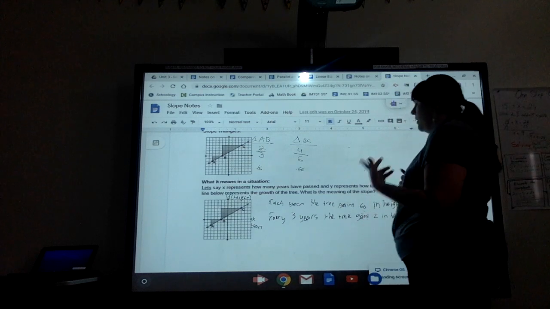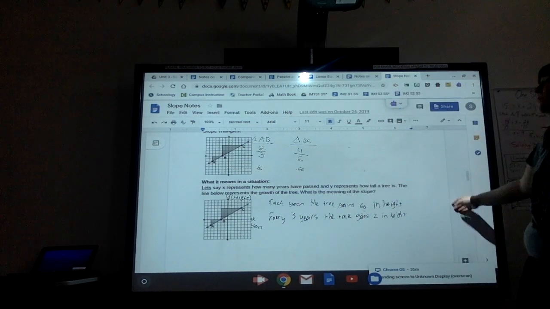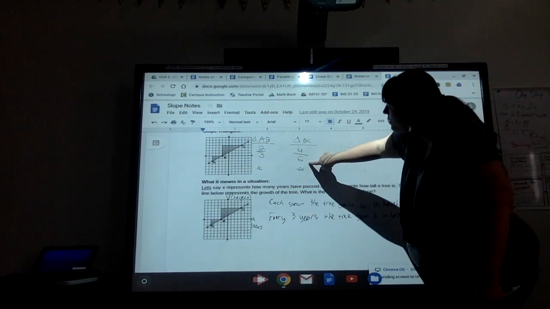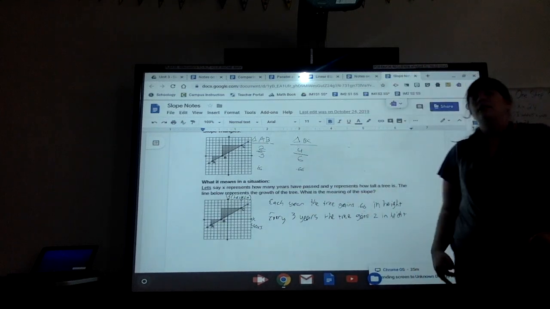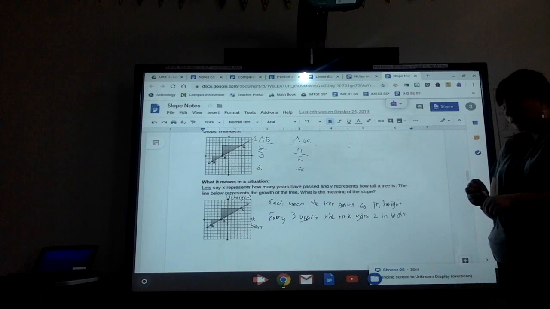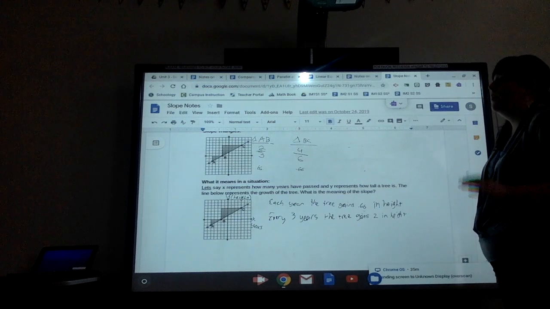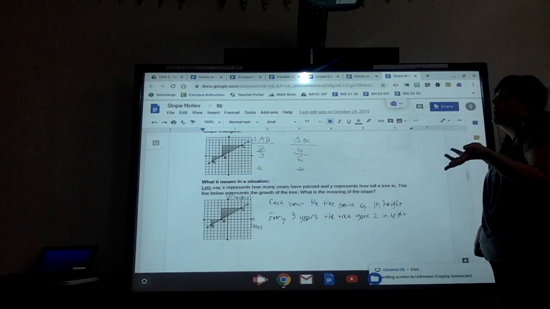These two mean the same thing. This one's just talking about each year, and this is about every 3 years. If I wrote this one down, it would be every 6 years, the tree grows 4 in height, right? But remember, slope is how much time has passed is on bottom, and the amount is on top. So it's how much you've gained divided by how much time has passed.